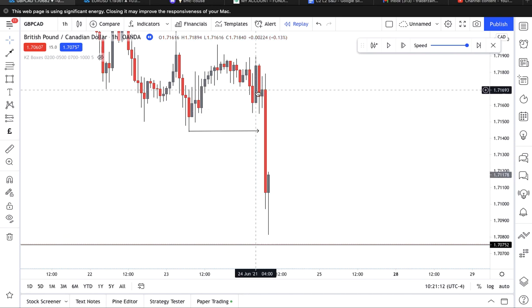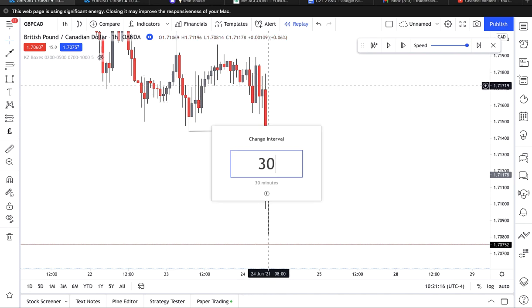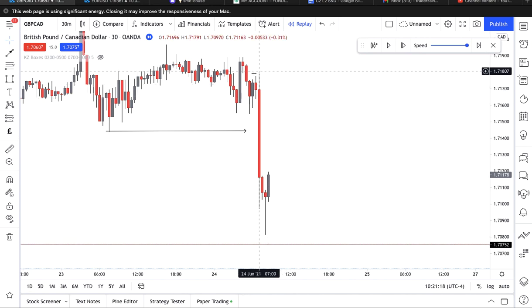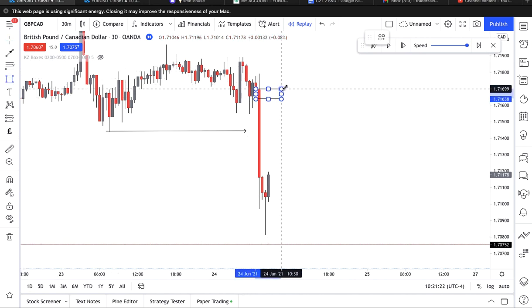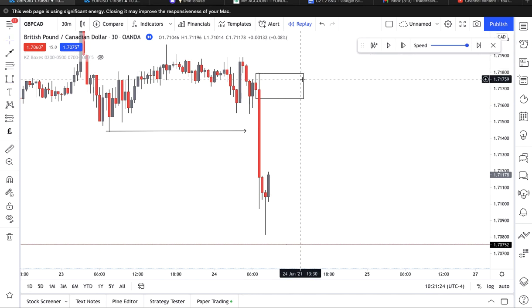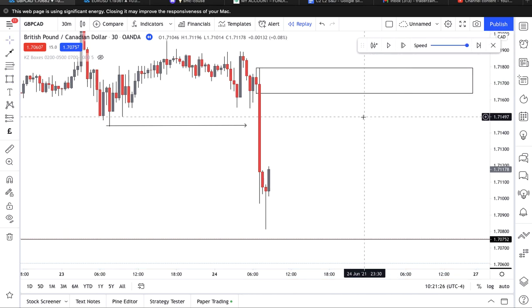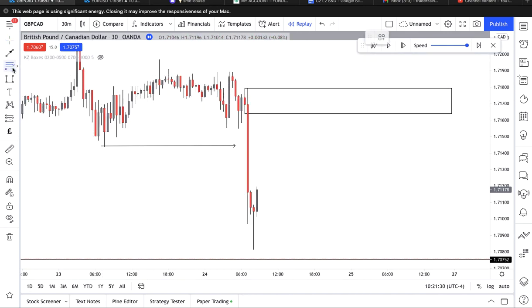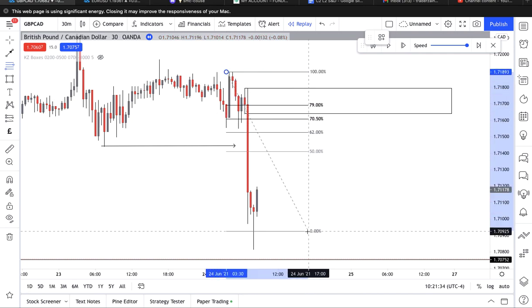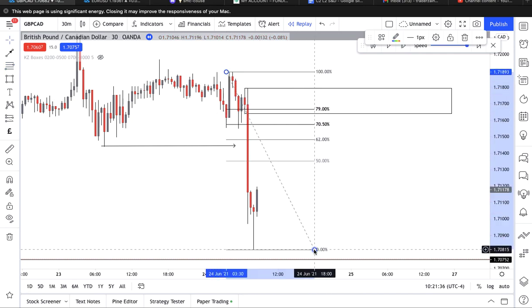And what do we see right over here? A beautiful indecision candle, right? Even cleaner on the 30-minute. So you'd mark out that indecision candle, right? And now we'll wait for price to pull back. Now, you will take out a Fibonacci tool, mark out the high, and we'll mark out the swing low.